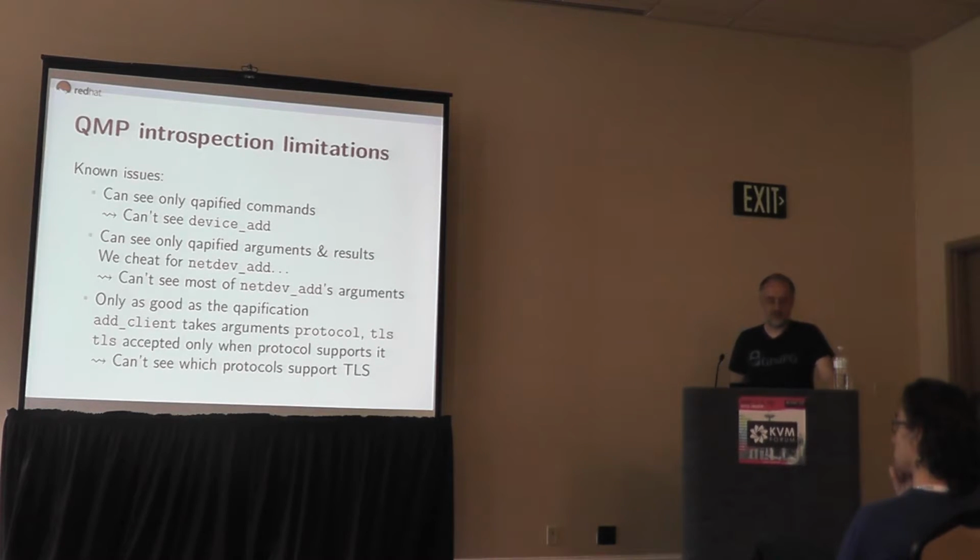For instance, QMP command add_client takes arguments protocol and tls. tls is an optional Boolean. It is accepted only when the protocol supports it. Unfortunately, the QAPI schema isn't written in a way to express that. So you can't see in introspection whether the protocol supports TLS. Sure would be useful.